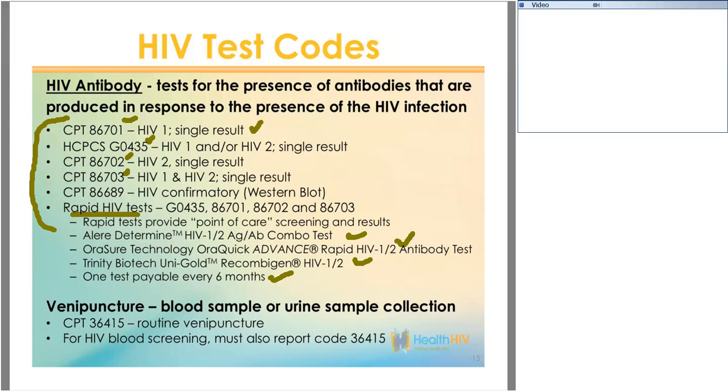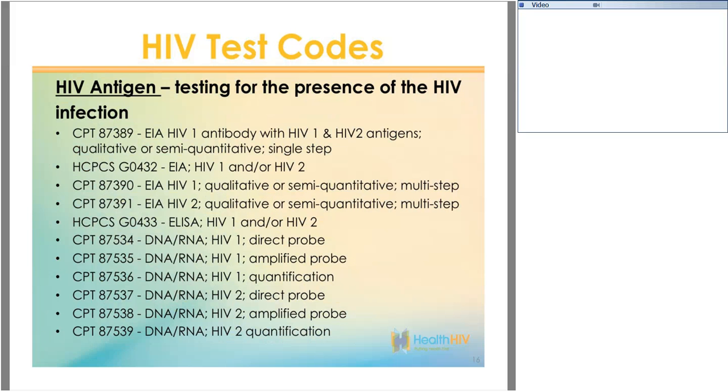The CPT code for routine venipuncture is 36415. Typically, this code would not be reported with the point-of-care tests. So when we get to the next slide, if you're performing the HIV testing through blood or urine samples, for the routine venipuncture only, where you're collecting blood, you would also report this 36415 code. So we'll look at that now.